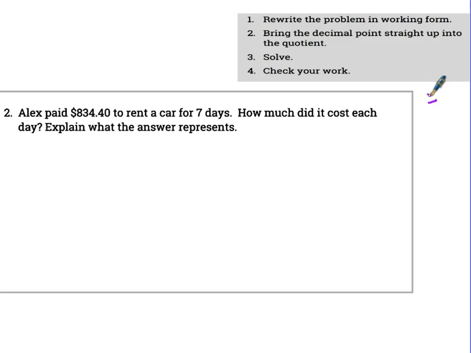Again, I'm still going to write my steps for division. Divide, multiply back, subtract and compare, and bring down. And Alex paid $83.40 to rent a car for 7 days. How much did it cost each day? Explain what the answer represents. Well, this is how much he paid altogether. That's his full amount.